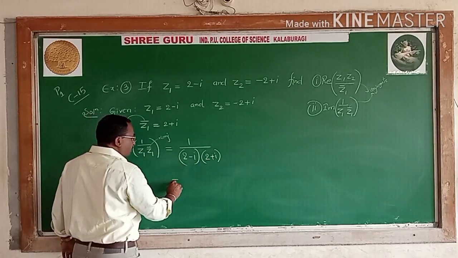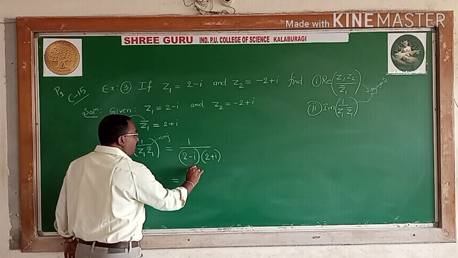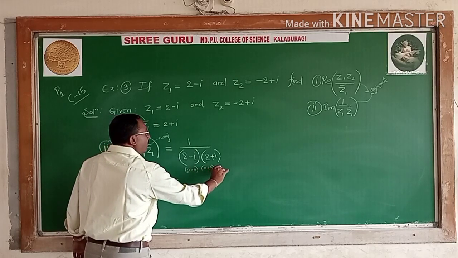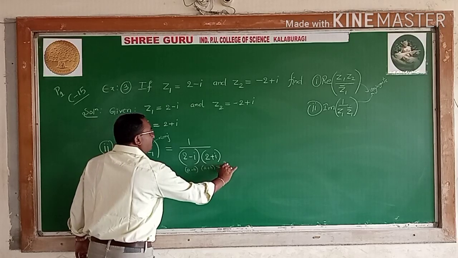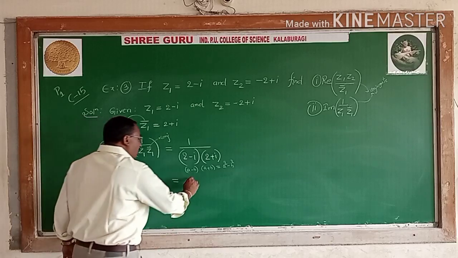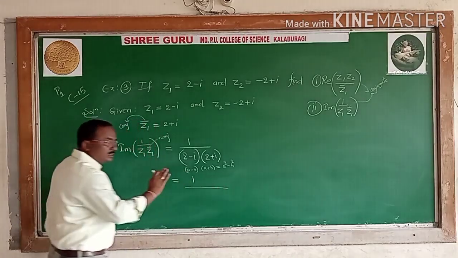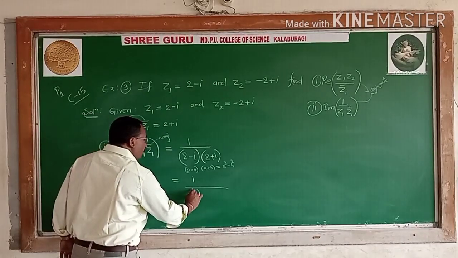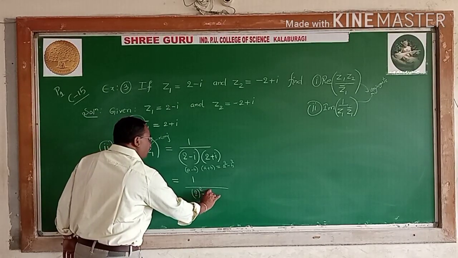This is a minus b, and this is a plus b. Do you know that the product of a minus b and a plus b is a square minus b square? Apply the formula. 1 divided by the denominator, the product of the two complex numbers, that is 2 square and minus i square.